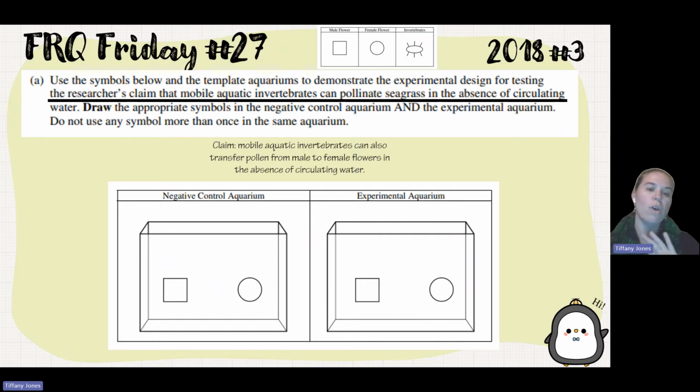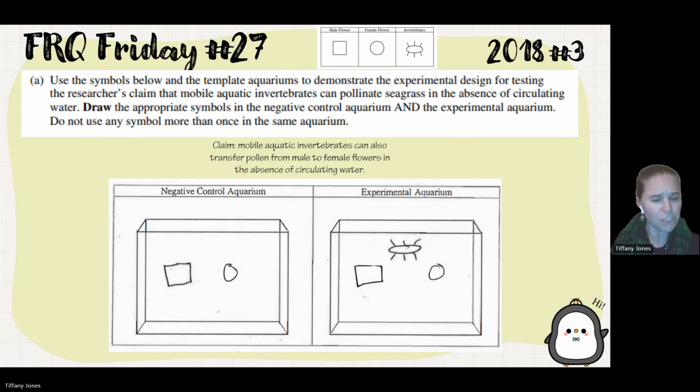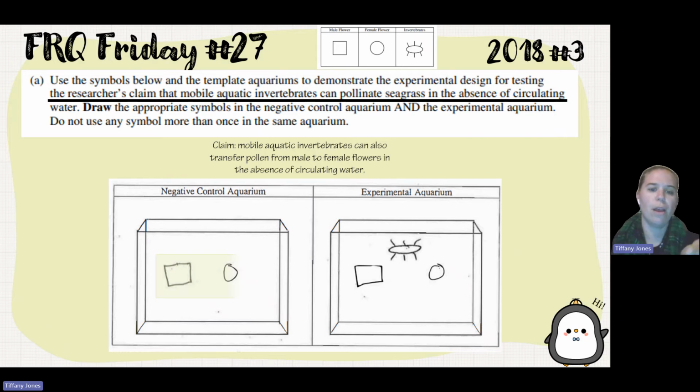In my negative control, there should be no invertebrate. But in my experimental aquarium, I should see that the invertebrate is there because I'm seeing how the presence of that invertebrate is going to affect the pollination. And so here the students answer: they put, of course, the male and the female in the negative control, and they put all three of them in the experimental aquarium.